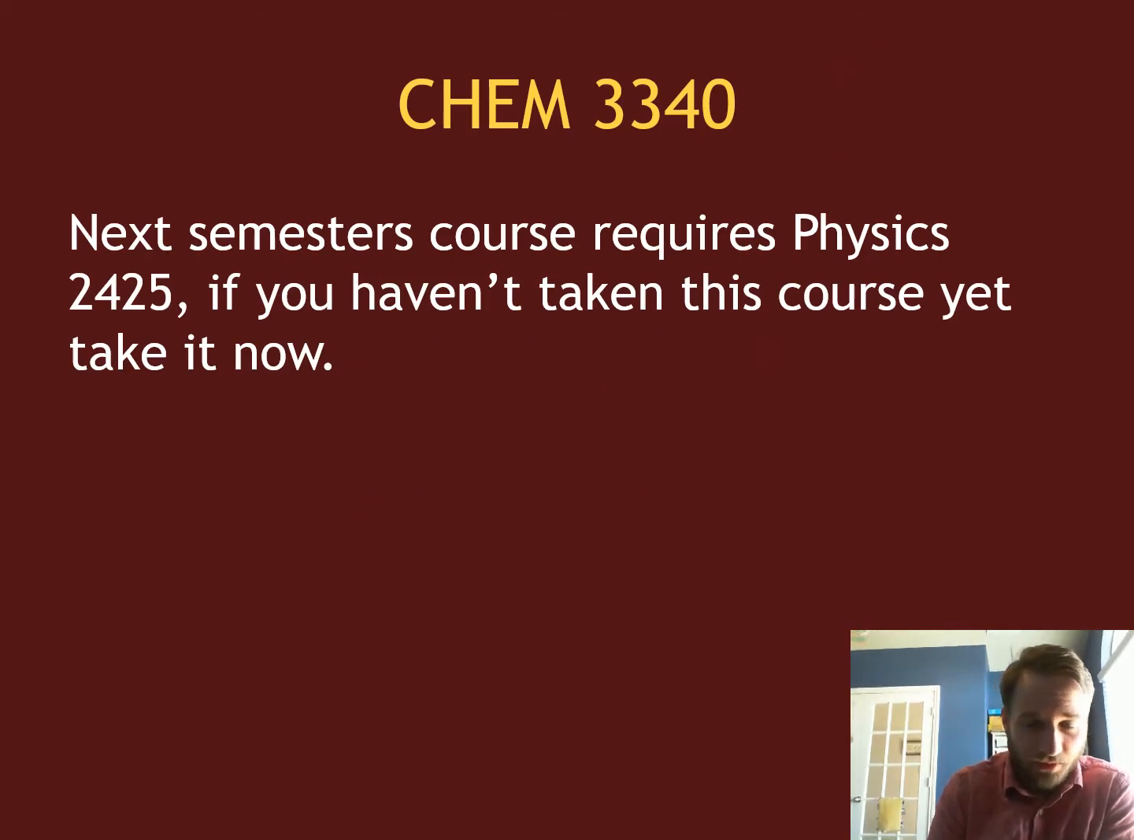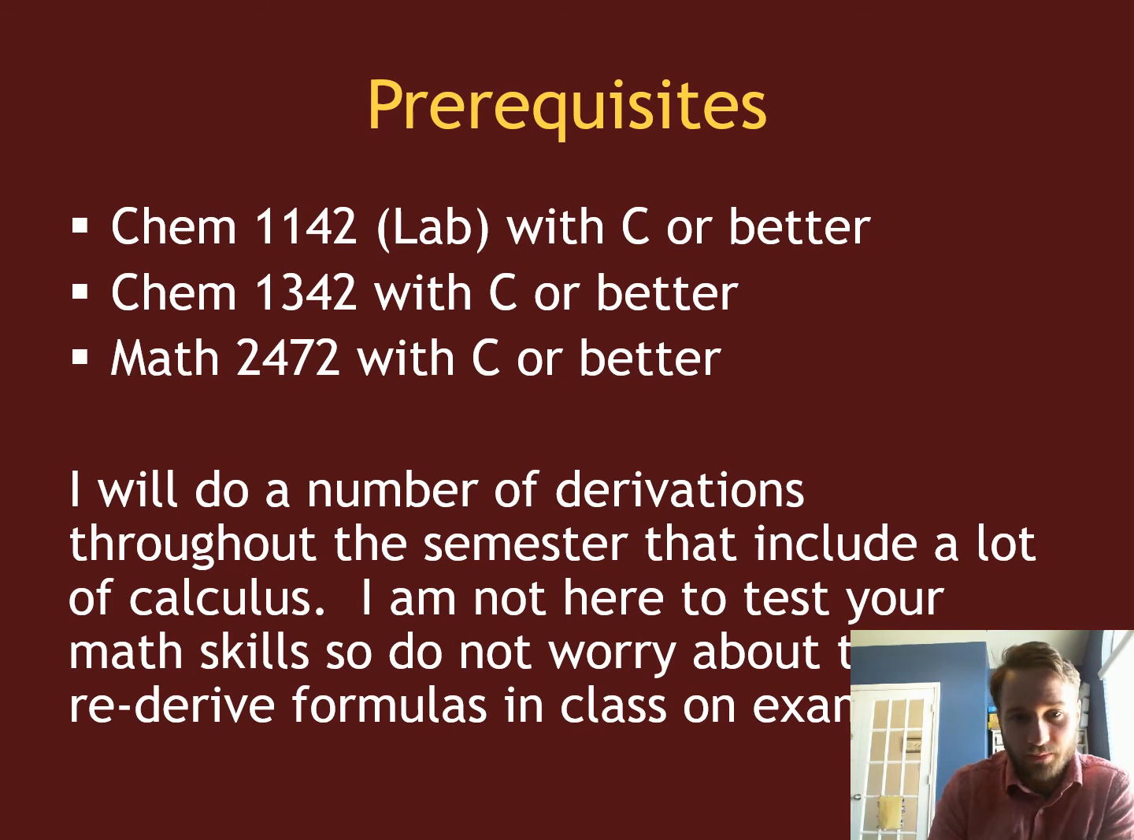As a quick note, for the next semester of quantum mechanics and kinetics, Chemistry 3340, you need to take and pass Physics 2425. I think that's E&N. If you haven't signed up for this course and aren't currently taking it or haven't taken it, I highly suggest you sign up for the course now. The prerequisites for this course are listed as follows. You most likely have satisfied these if you are able to actually sign up for the course.